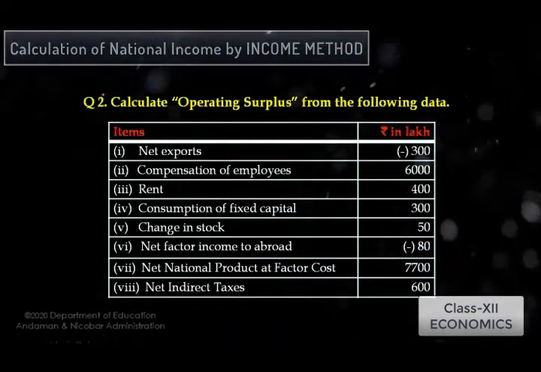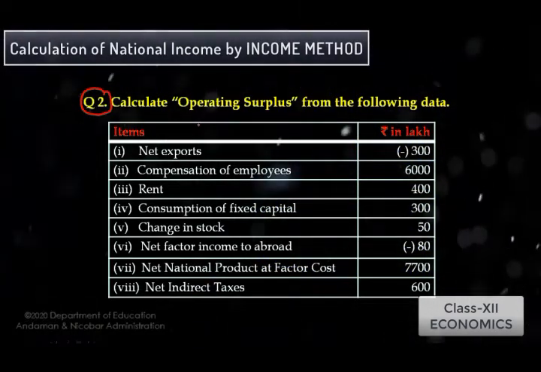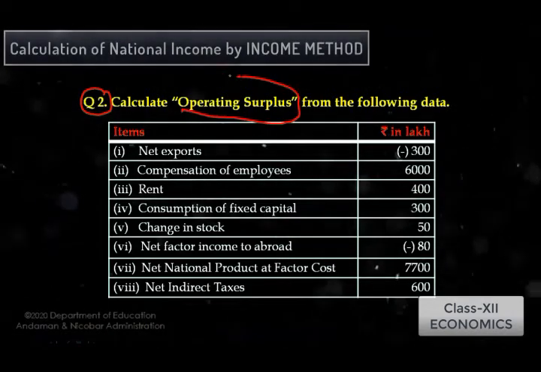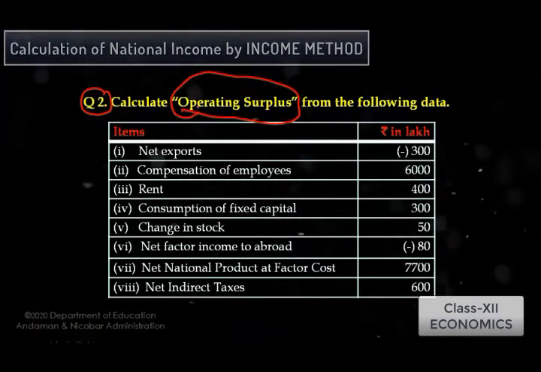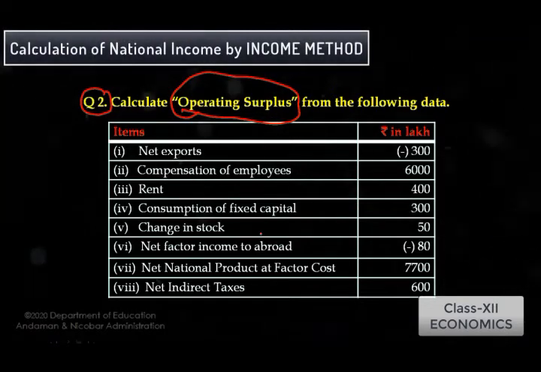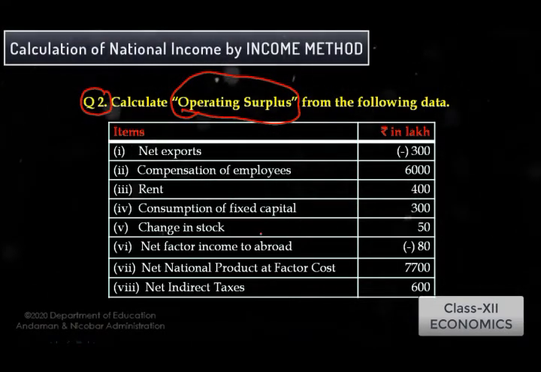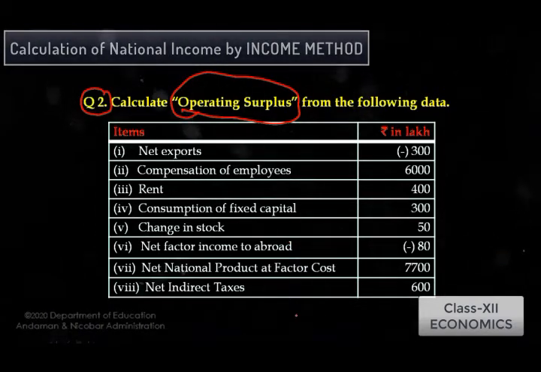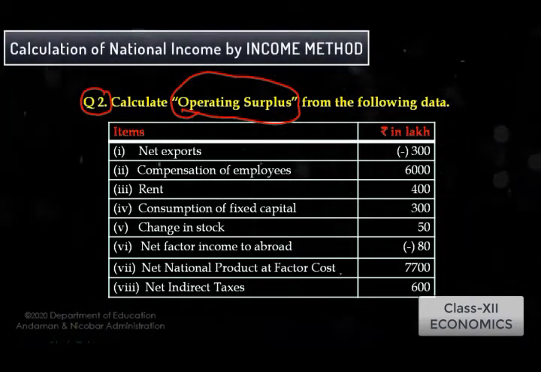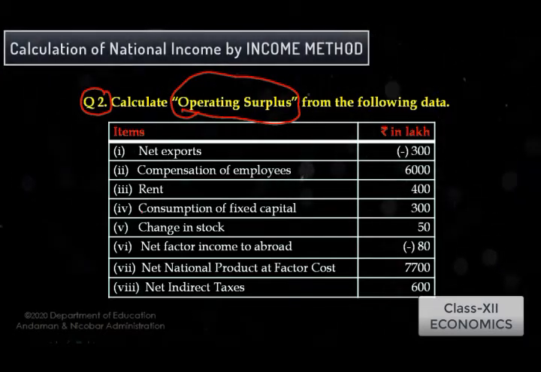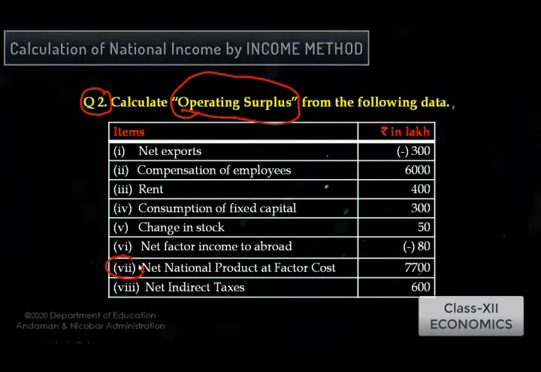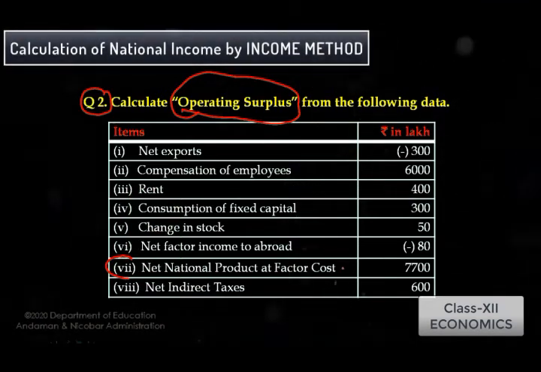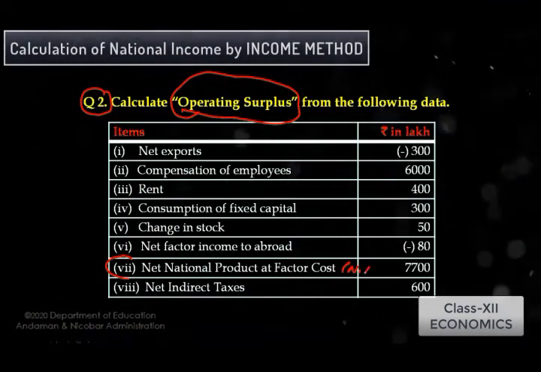Okay students, now look at the second question. Here we need to find out the value of operating surplus. It is one of the important components included in the calculation of national income through the income method. Here we can see that the value of national income is given, in item number 7.